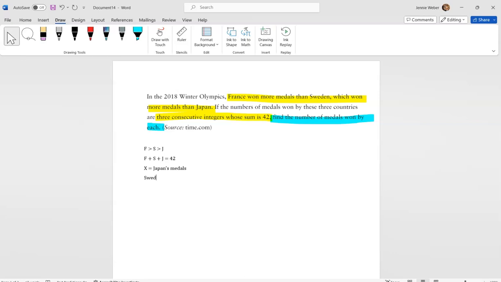Because then Sweden has to be Japan plus 1, because they said consecutive integers. And since Sweden's there in the middle, it has to be plus 1. And then France has to be Japan plus 2. So I'm able to then take my equation right here, that looked daunting, and I can change this to j plus 2, which is France, plus j plus 1, which is Sweden, plus j, which is Japan, equals 42. Now I have a nice equation in one variable, and I can solve this.